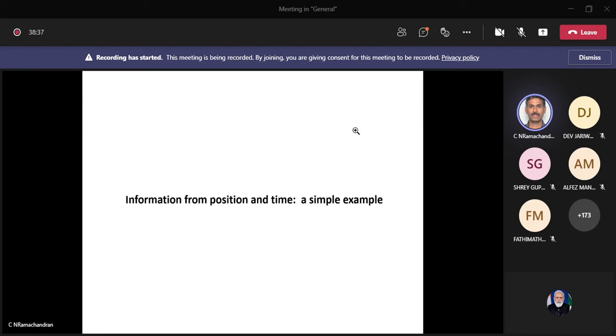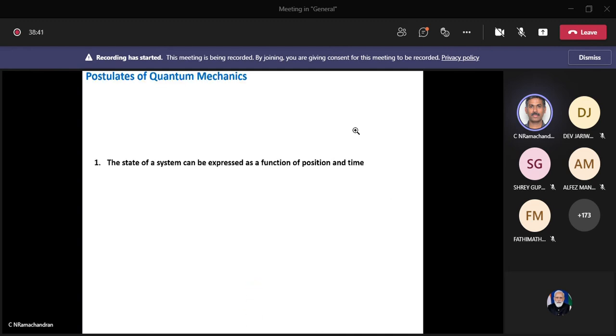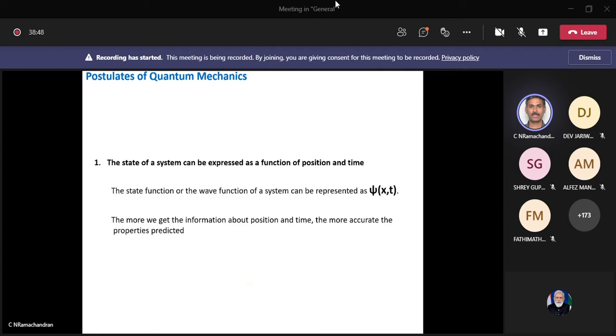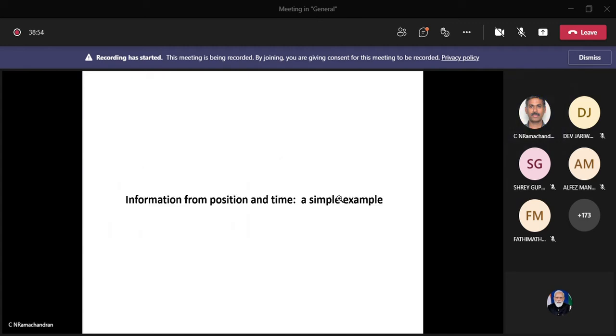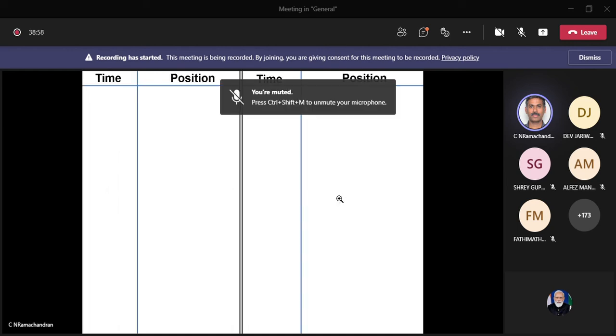We will see with a simple example. Once again, for those who still have difficulties: the state of a system can be expressed as a function of position and time. The more details you have on the position and the time, I guarantee that I can predict the properties. For that statement, I will explain a simple example.